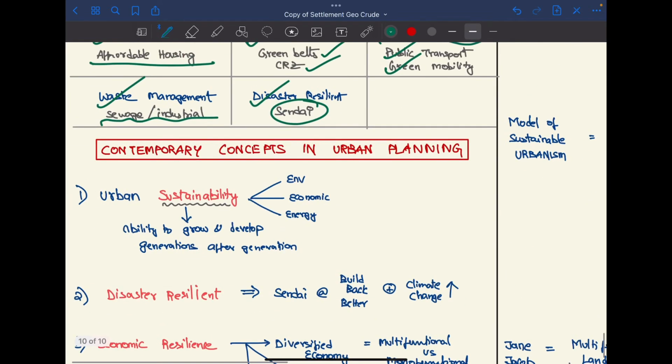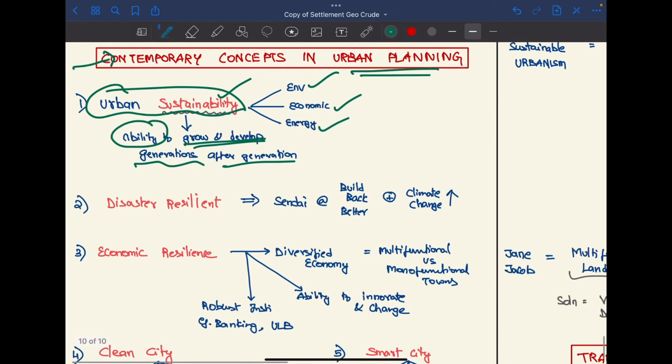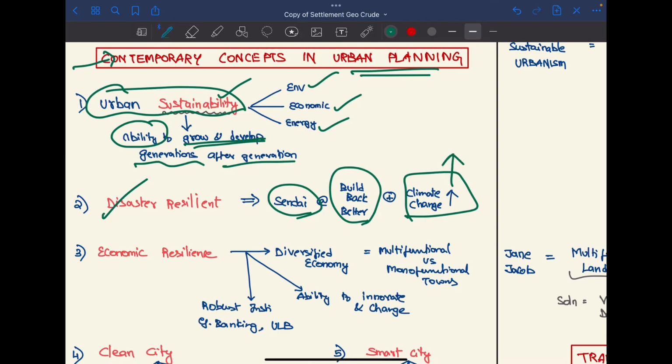Next, some contemporary concepts in urban planning. We have the urban sustainability concept, which must be sustainable environmentally, economically, and in energy. This will lead to urban areas being able to grow and develop and serve generations after generations. Next, the city must be disaster resilient. So follow the Sendai framework, build back better. Also, because of climate change, the disasters will keep on increasing.